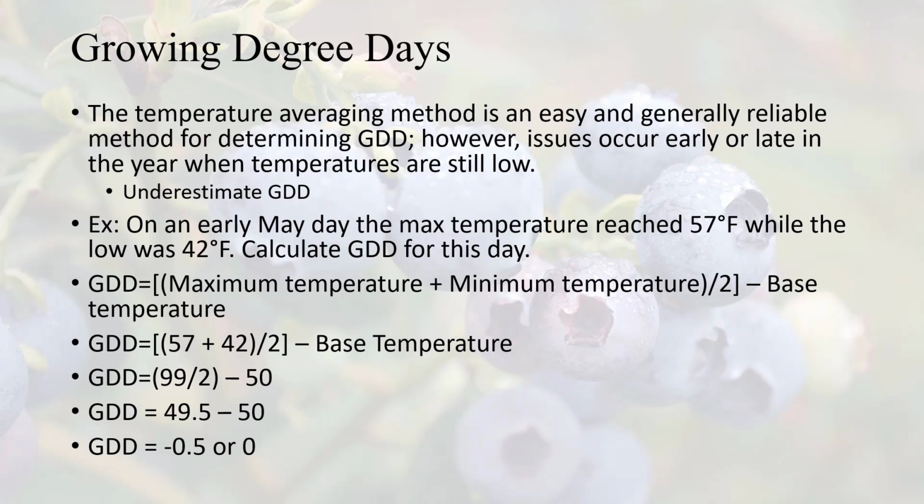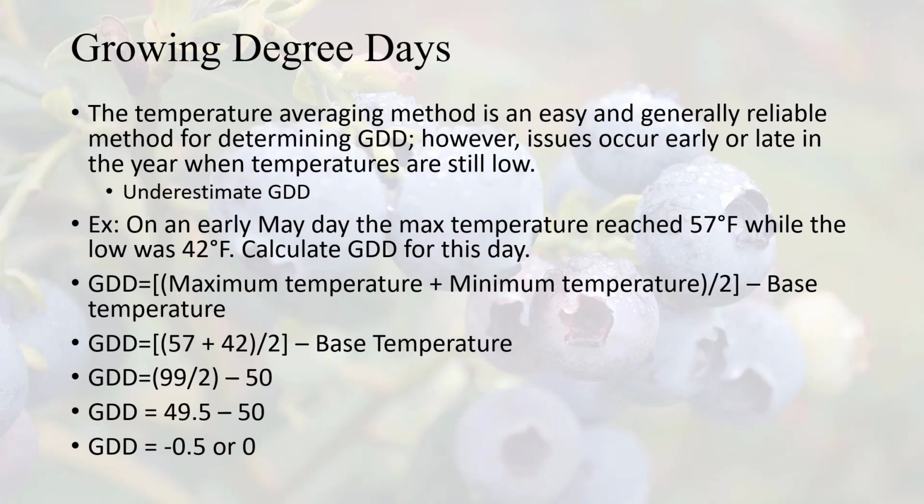So say we have an early May day and the max temperature is 57 degrees Fahrenheit while the low is 42. So if we calculate our growing degree days, we would do the same thing. 57 plus 42 is 99. We divide that by 2, which gives us 49.5. And then we subtract 50 from that, which gives us negative 0.5, right? So if we have a negative number, it's equivalent to a 0.